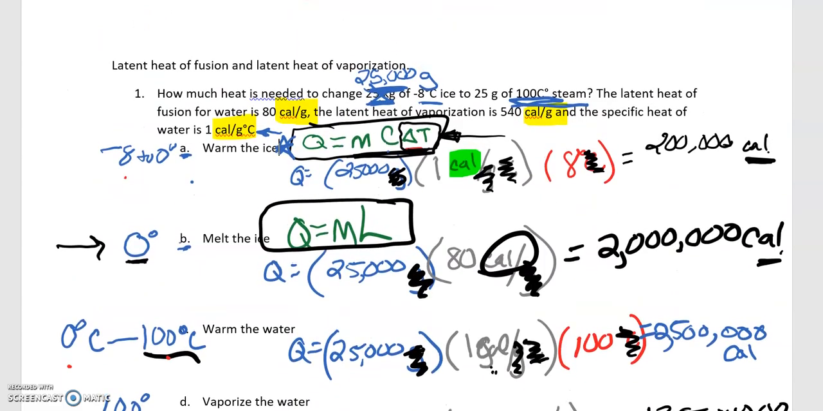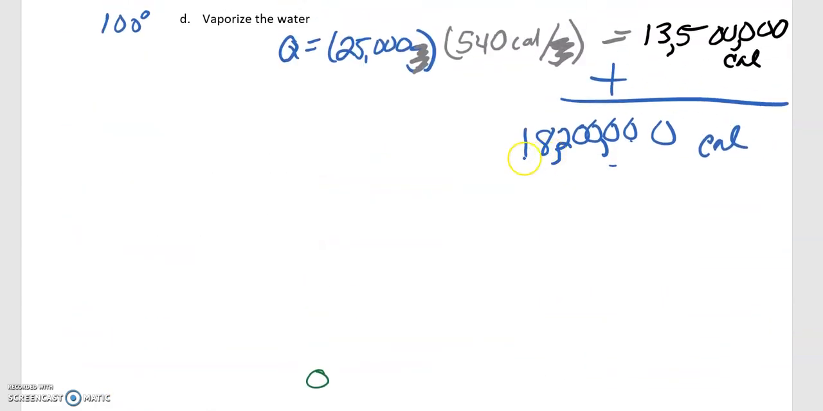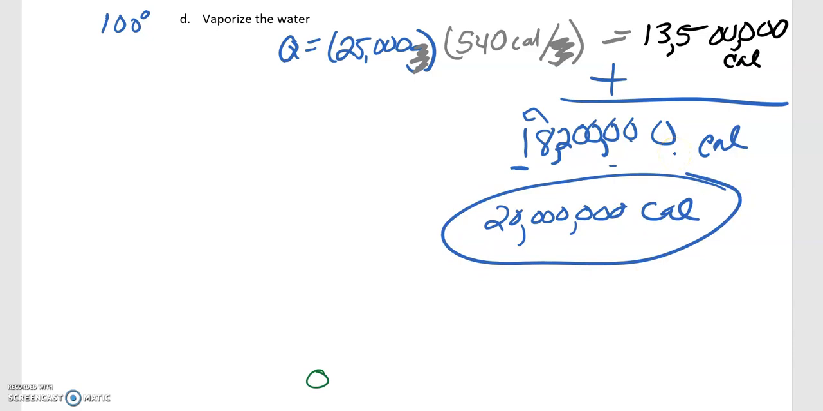So my significant figures, let's see, I have 25 grams, that is a measured value. These latent heat of fusion, vaporization, and specific heat, those are all given standard values. Let's see, I only have one significant figure from my -8 and one in my 100. So I only get one significant figure, it looks like. So I would actually want to round this to one significant figure. The 8 would bump it up. So if we're going with significant figures, I would need 20 million calories.